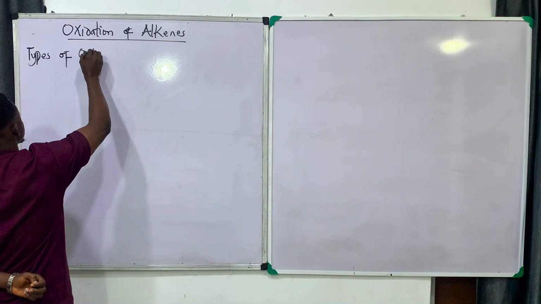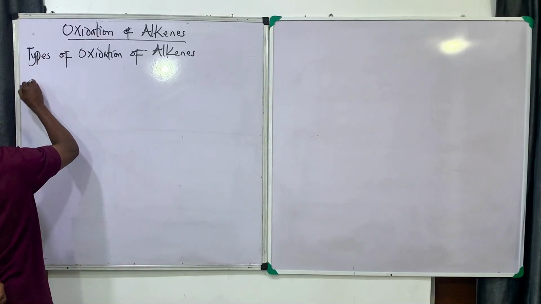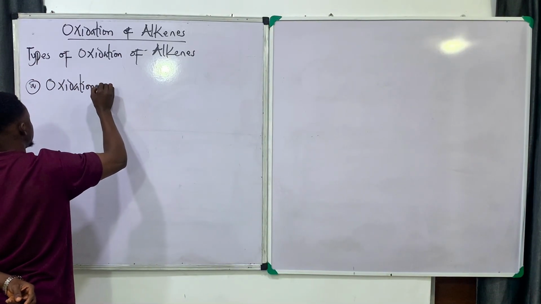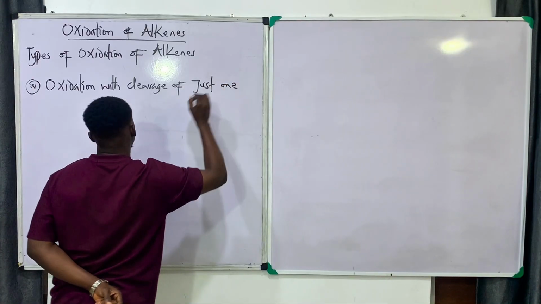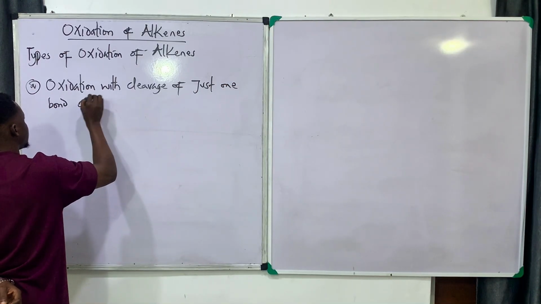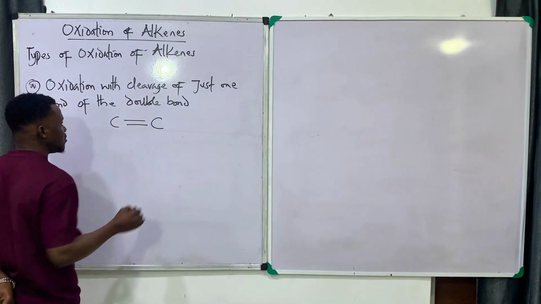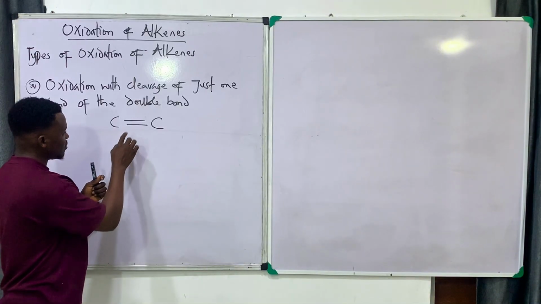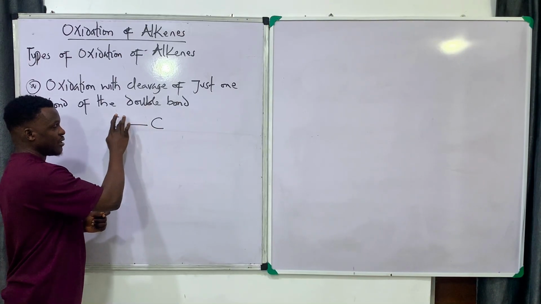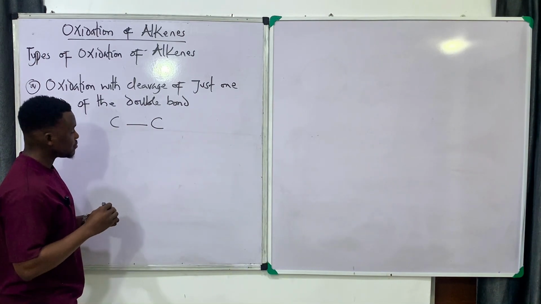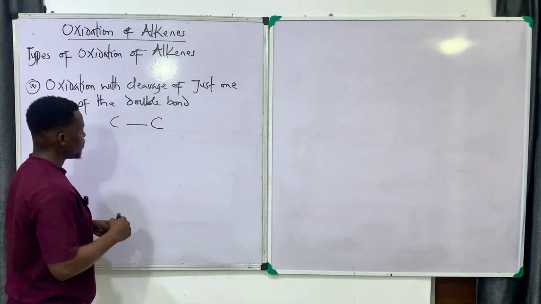Let's look at types of oxidation of alkenes. We have two types. The first one is oxidation with cleavage of just one bond. Now remember, a double bond is always drawn something like this. In this first type of oxidation, we said it's oxidation with cleavage. Cleavage means breaking of a bond. So out of these two bonds, one of them will break, leaving behind the other one.